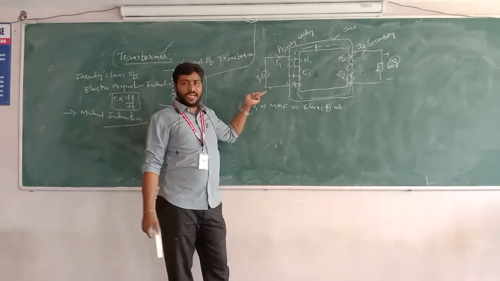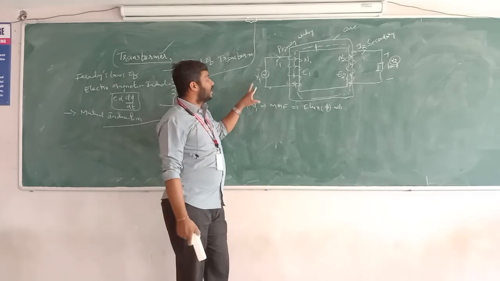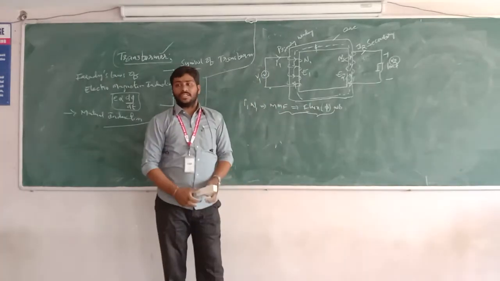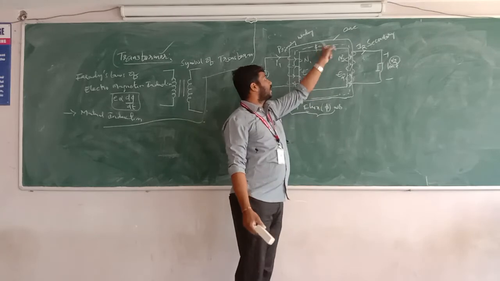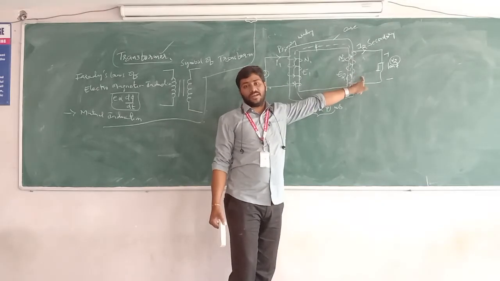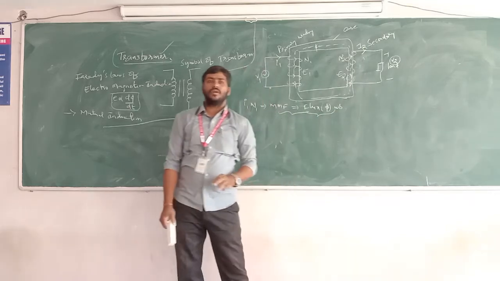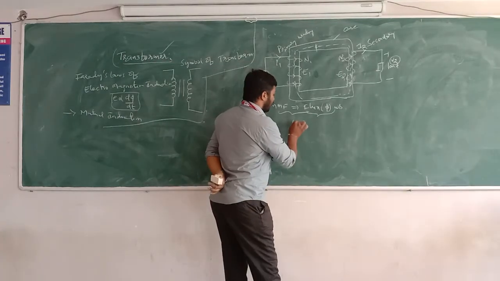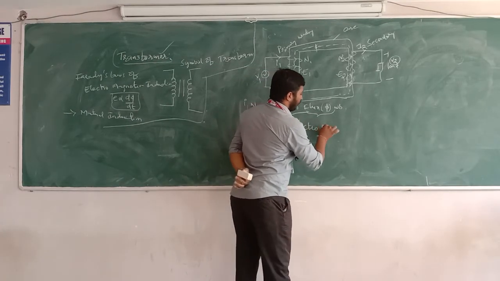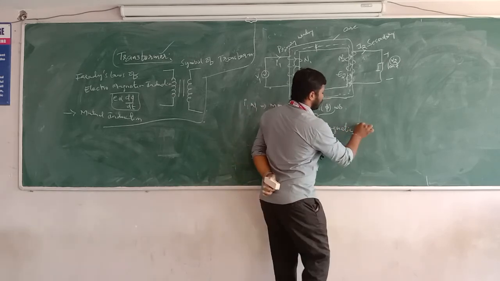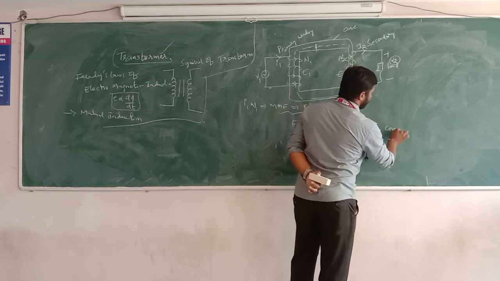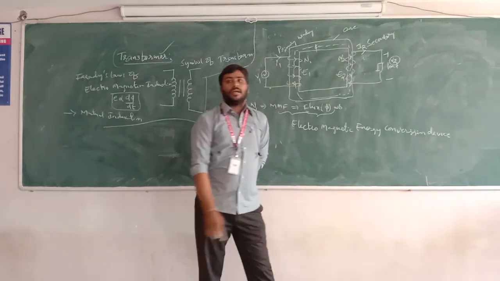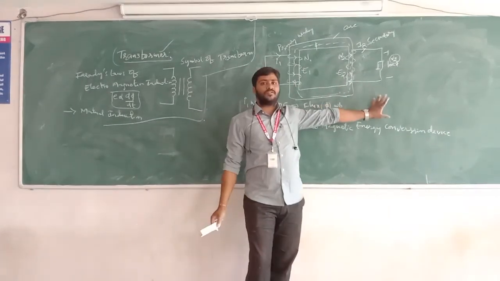One more thing you have to observe here. First we give the input as electrical energy. This electrical energy is converted into magnetic energy, and then this magnetic energy is reconverted into useful electrical energy. That is why the transformer is also called an electromagnetic energy conversion device. Like this, our transformer operates.